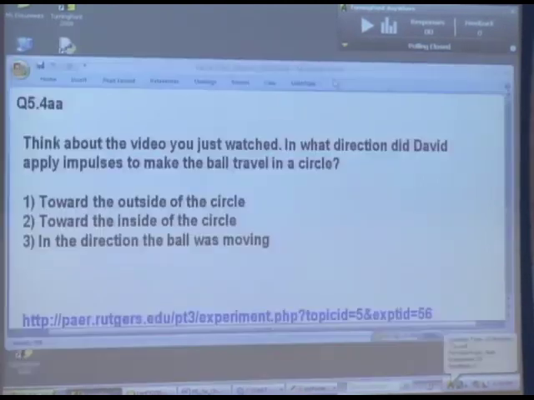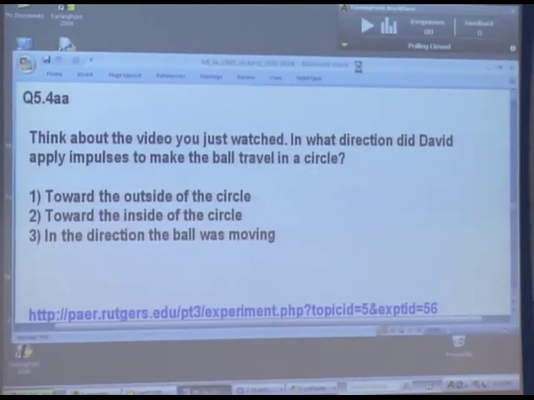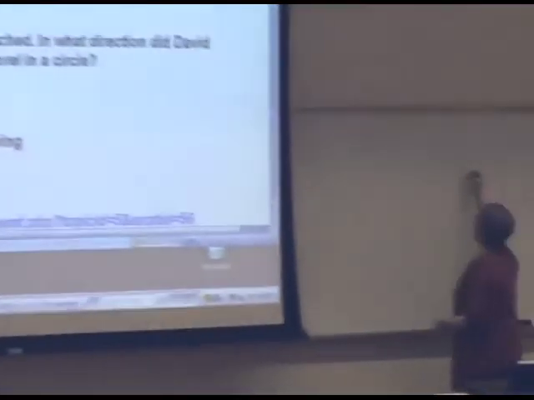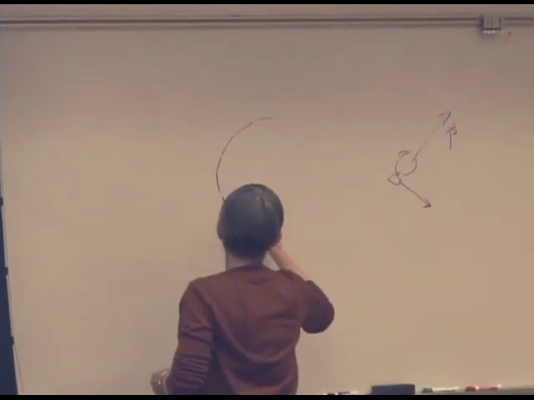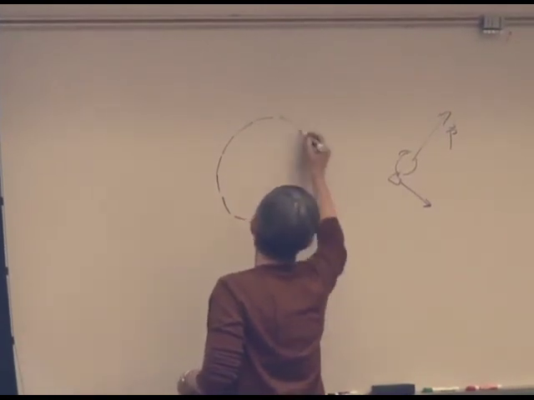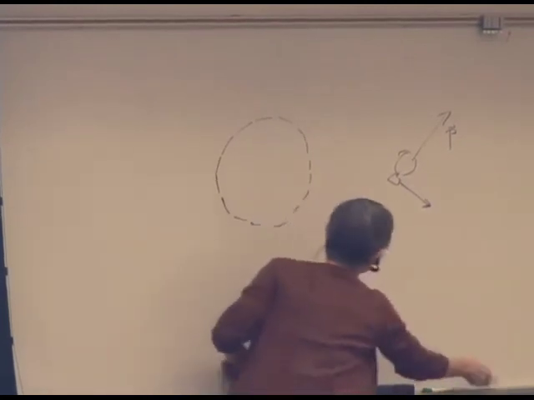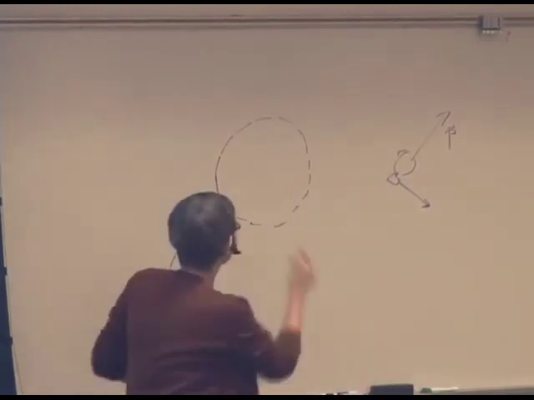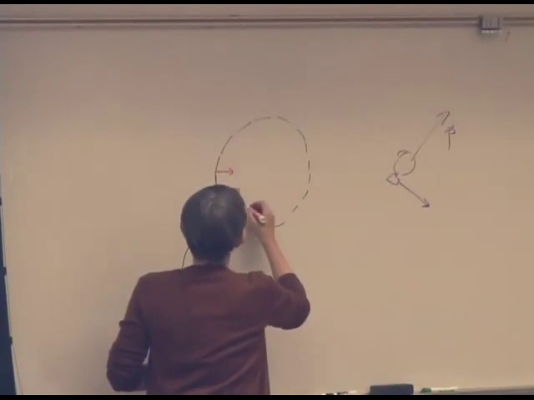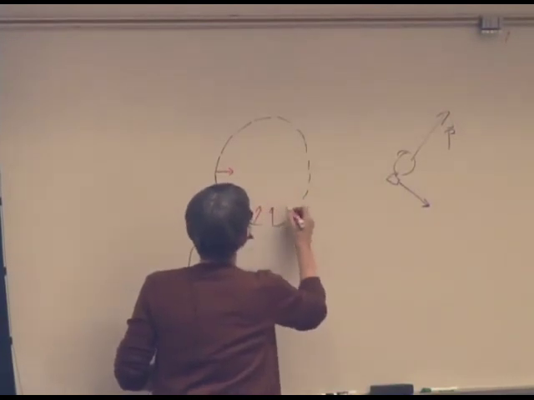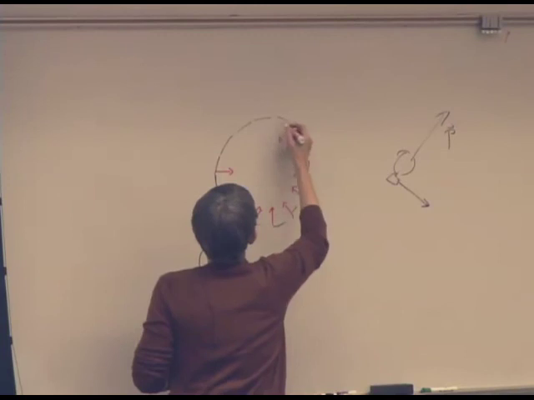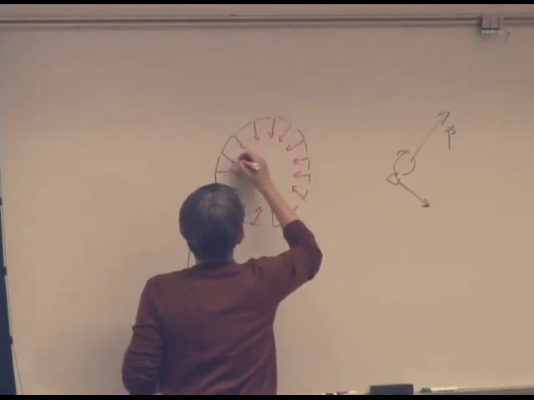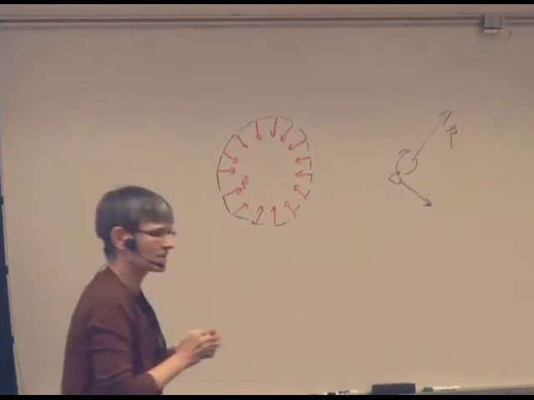Okay, so 98% say that he had to apply impulses toward the inside of the circle to make the ball go in a circle. And that is indeed what we saw. So the ball is going along in this circular path, and he's running around looking a little bit like Charlie Chaplin, keeping on applying impulses toward the center of the circle to make the ball go in a circle.